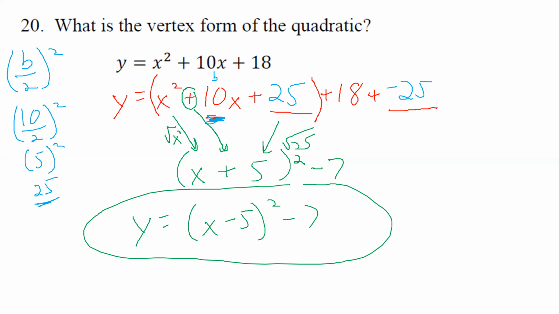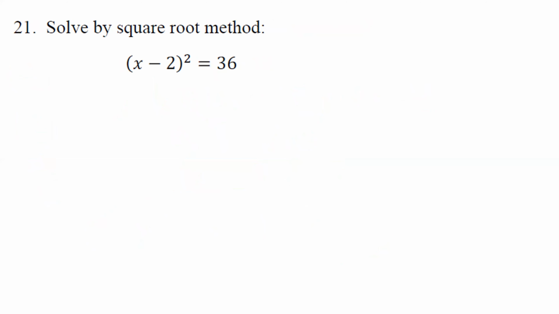All right, let's move on to the next one. Solve by square root method. So square root method is exactly what it sounds like. We are taking a square root of both sides in order to get our answer. Right now, on the left side, we have the squared term. So this is a perfect square. We're square rooting the left side to get rid of that square.